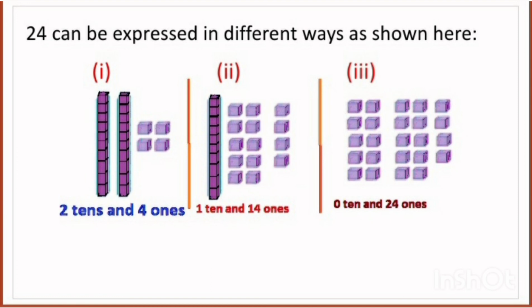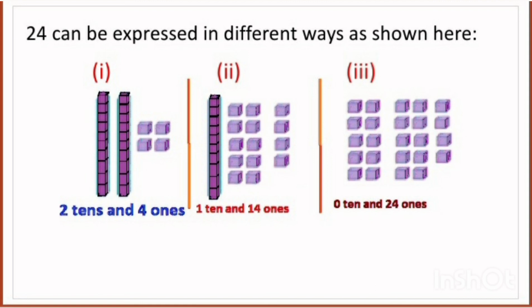So, in the second figure, you can see that one stack of 10 is given and the other stack of 10 was split into 10 unit cubes and 4 unit cubes were already there. So, how many unit cubes do you have? That is 14 unit cubes and one stack of 10, that is 1 ten and 14 ones. That is another way to show 24.